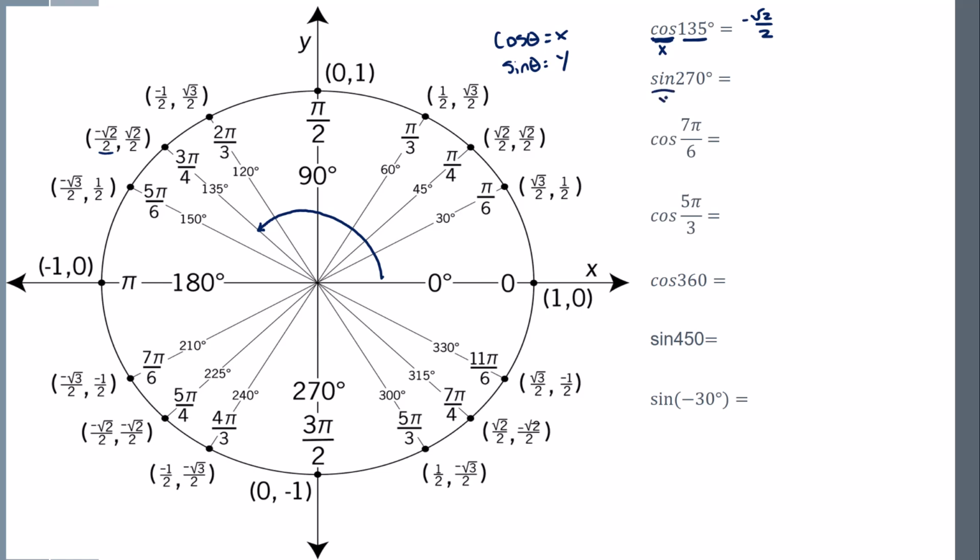Sine means the y value. This is how much you're rotating. So I'm going to rotate to 270 degrees. My y value is negative 1.